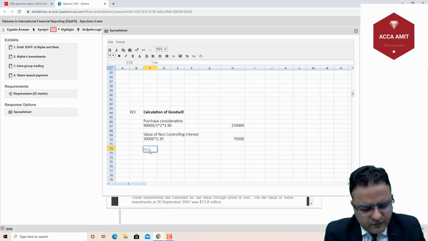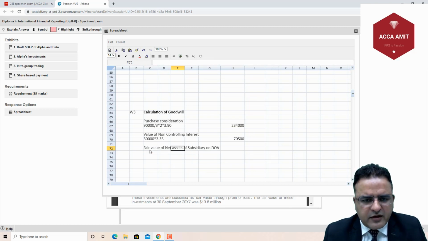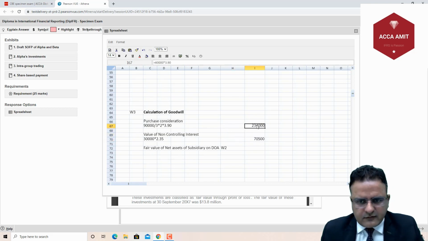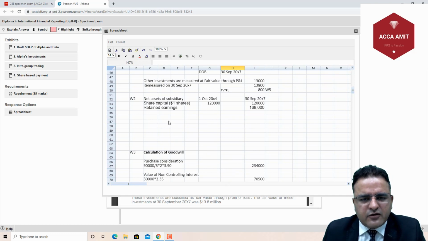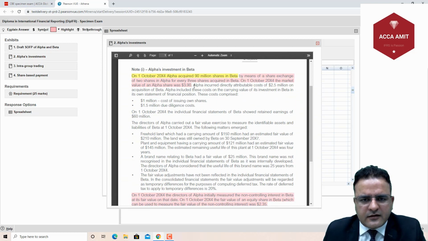Hereafter we'll need fair value of net assets of subsidiary on date of acquisition, which we'll be getting from working note number 2. Let's complete working note number 2. So retained earnings position, let's read it further. This will be treated as part of other components of equity and as part of working note number 5. So let's leave it for now.